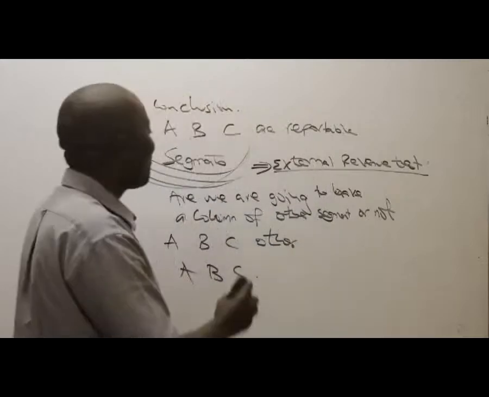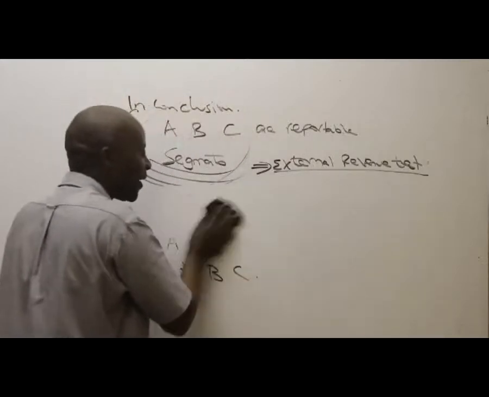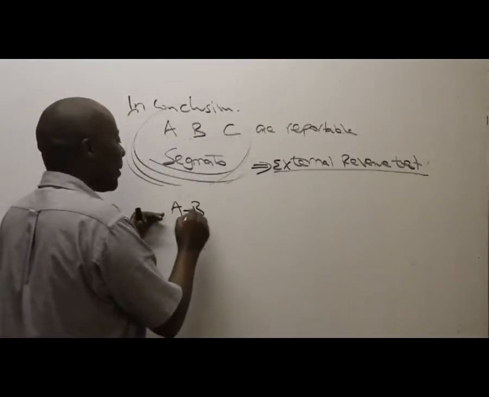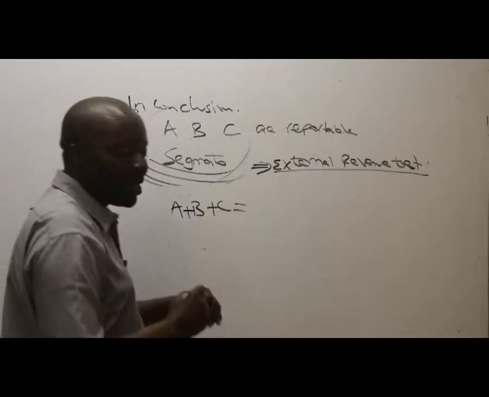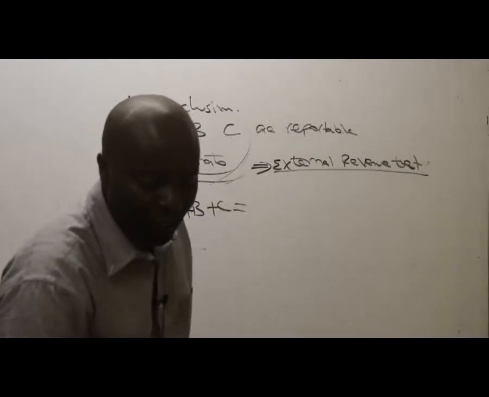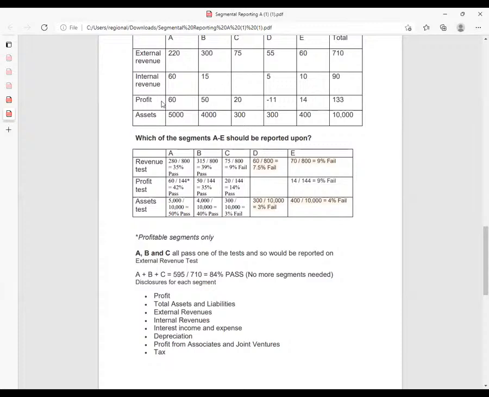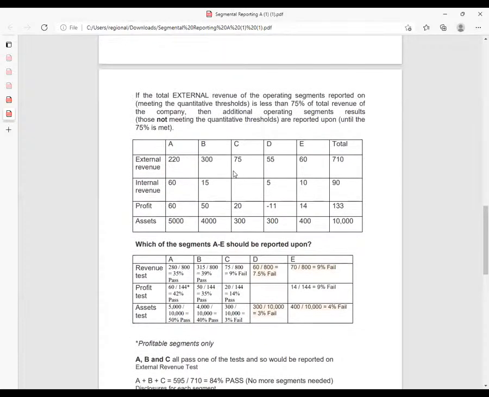Now listen to me very well. I would want to know these reportable segments. What is their consolidated external revenue? So it is A plus B plus C. Can someone give me the total consolidated external revenue of this? Hizi sector start to peke yake. 220 plus 300 plus 75. Who is able to give me this?